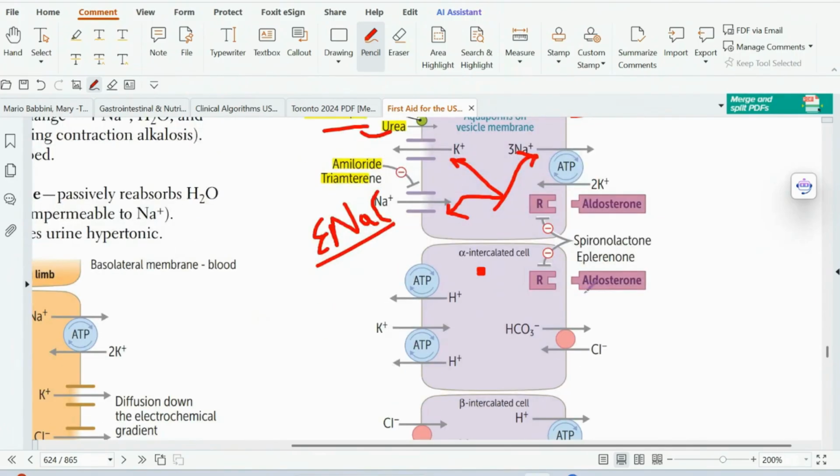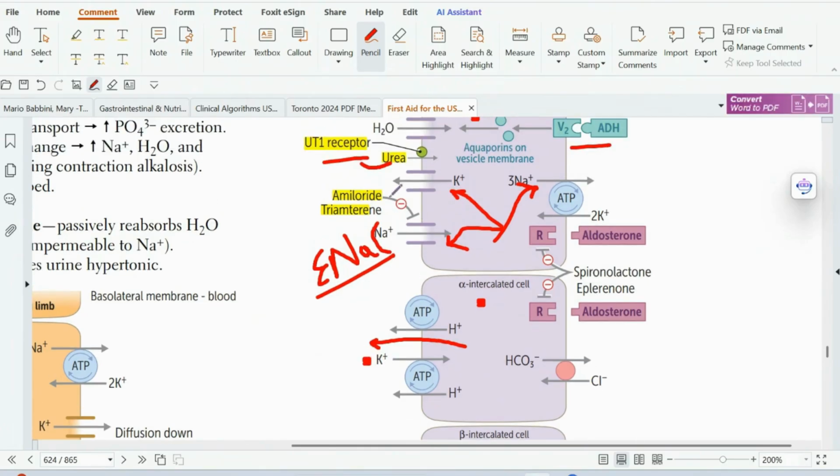Within the alpha intercalated cells, there's no sodium reabsorption here, but there is hydrogen excretion going on over here. Again, there is some amount of potassium taken in, but who predominates? It's this one that predominates. So don't ever be confused about, well, potassium is coming in. No, aldosterone has net potassium excretion. And all the alpha intercalated cell is doing is pushing out hydrogen. You see hydrogen is coming out.